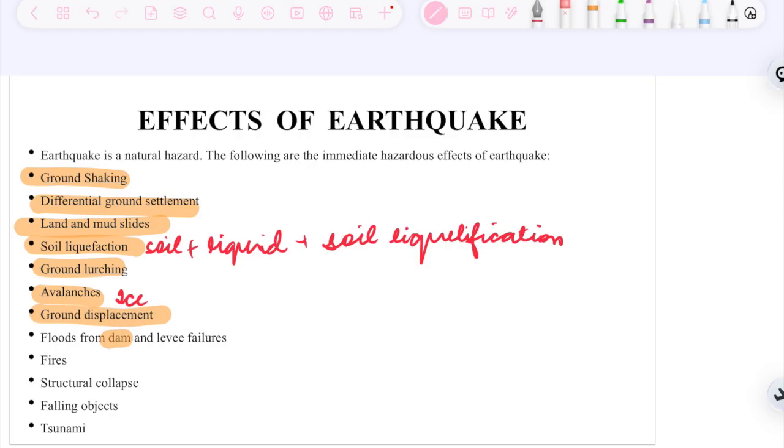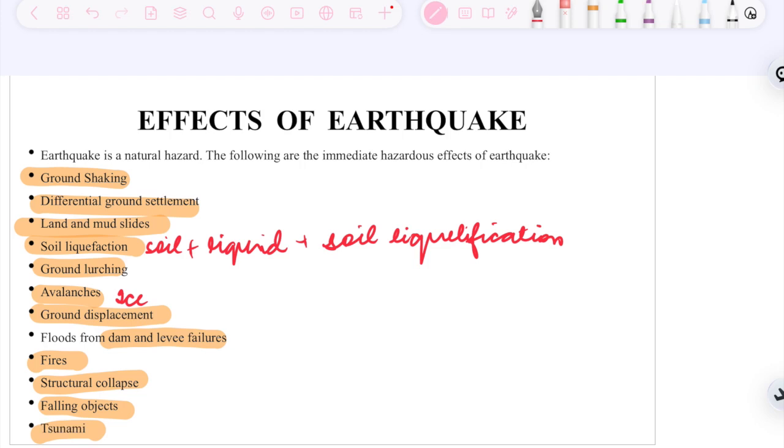It can cause floods from dam and levee failures. We have already seen that there can be a reservoir induced earthquake. So for example, think that now there cannot be more pressure of water in the dam. Now the dam breaks and the water comes down. There can be flood, right? There can be fires because the electricity cables can be disturbed during the earthquake. There can be structural collapse because infrastructure can collapse. Buildings can collapse. In India also buildings are not much earthquake resilient till now. Falling objects can be present and tsunami can also be present.